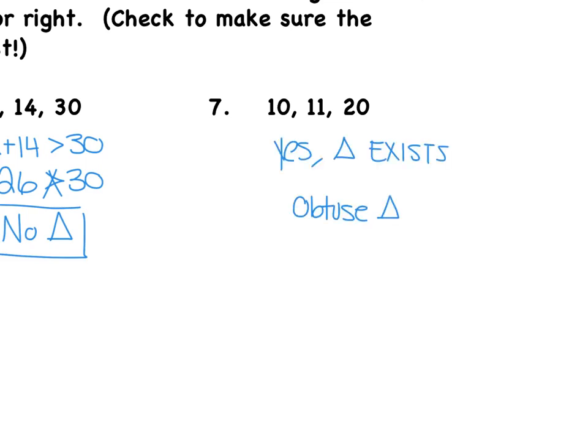Okay, so for number 7, you should have gotten that the triangle does in fact exist because the sum of the two shorter sides is greater than the third side. And then doing the converse, you should have found that it is an obtuse triangle. Find the longest side, square it, compare it to the sum of the two shortest sides squared, and see what you get. All right, that's it for these notes.